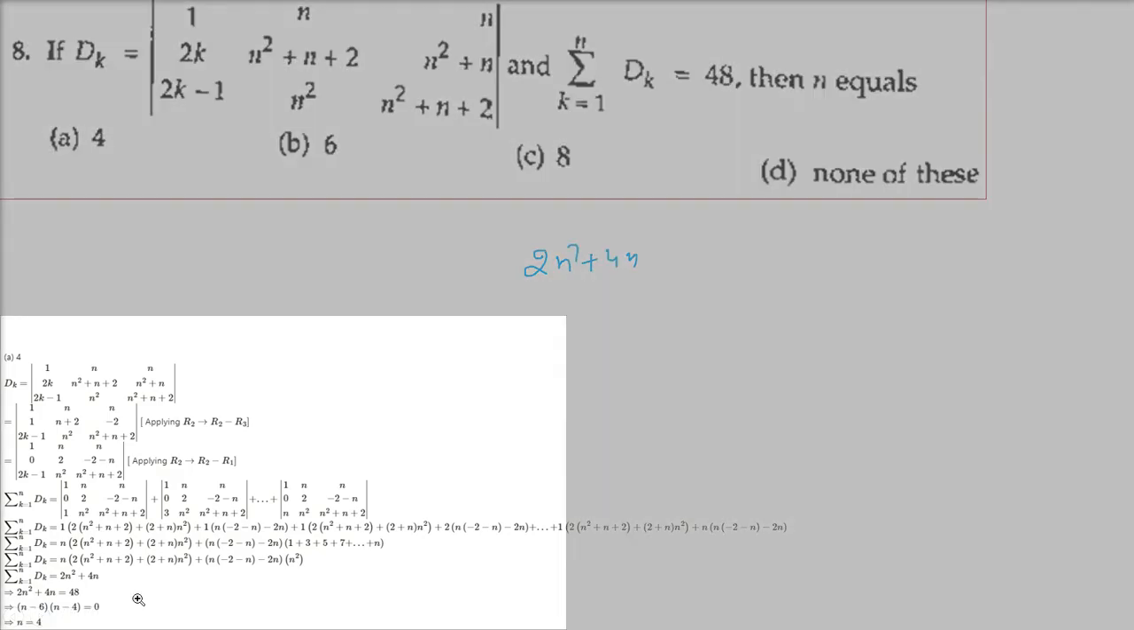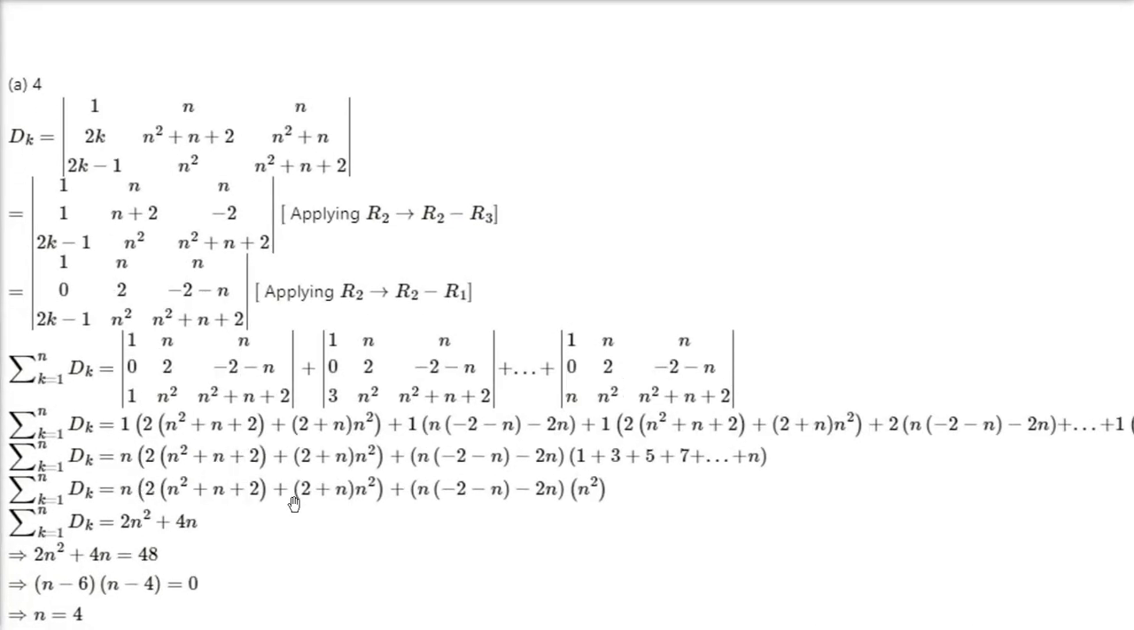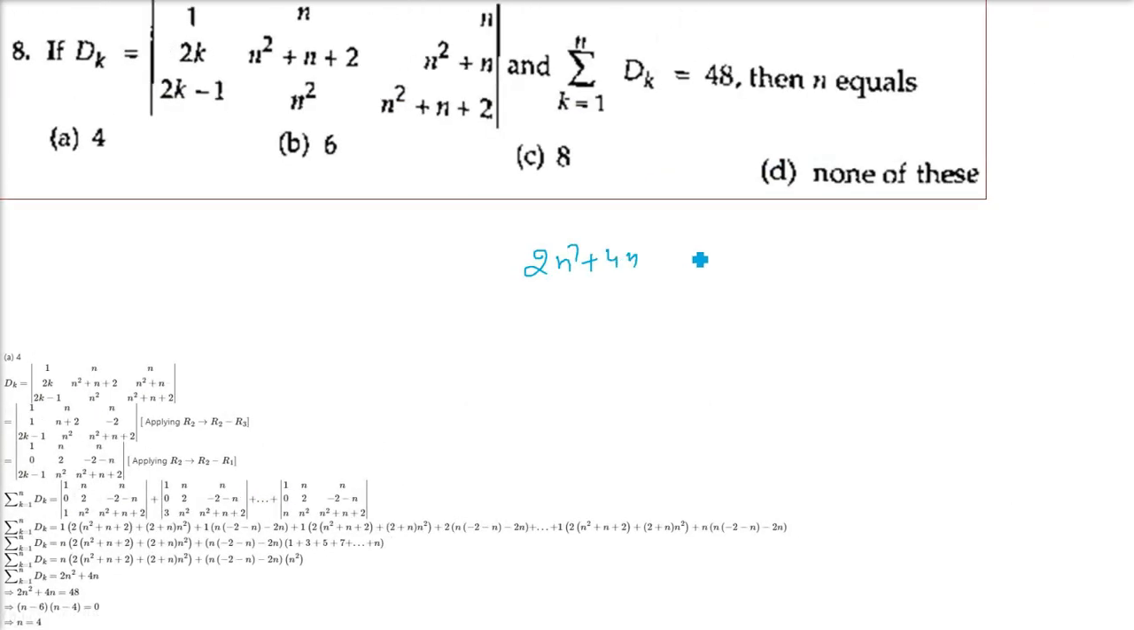Let me just show you here. When you open this, I told you 1 plus 3 plus 5 plus 7 till n was n square. We put k equals 1, then 2, then 3, going till n, and we add it. When we open this, we get 2n square plus 4n. So 2n square plus 4n is equal to 48, which gives 2n square plus 4n minus 48 equals 0. Just divide by 2: n square plus 2n minus 24 equals 0.